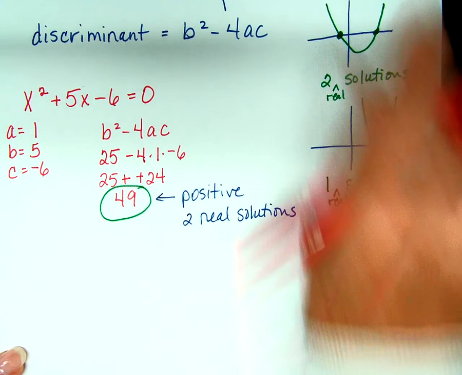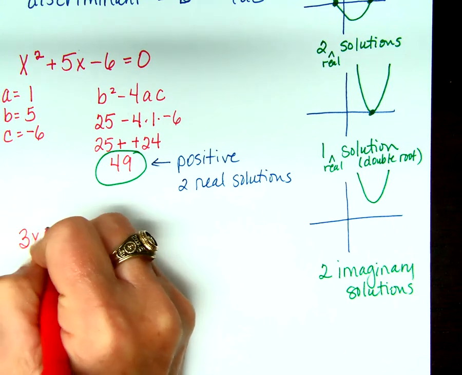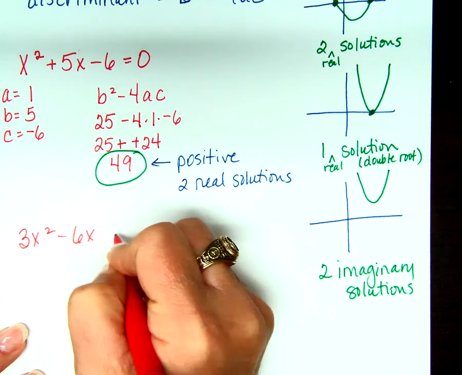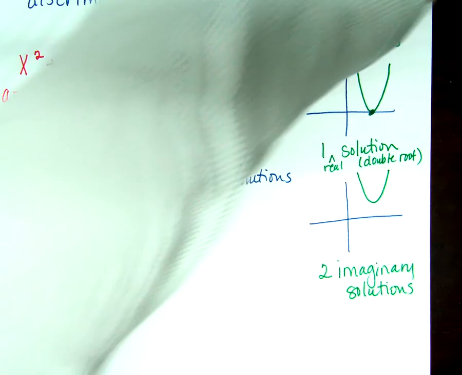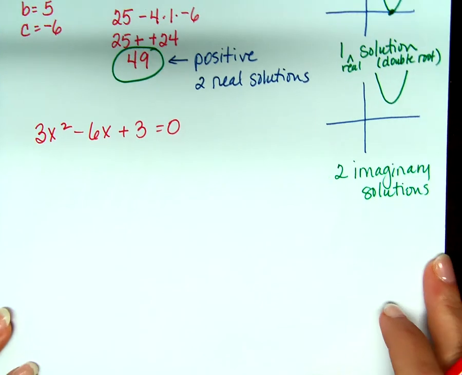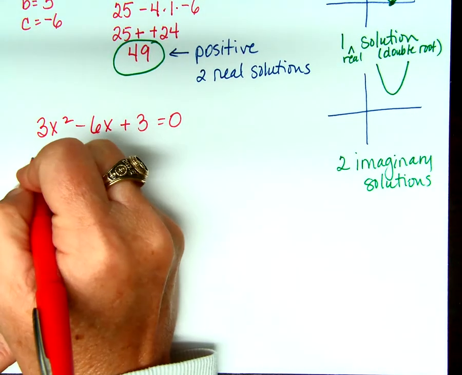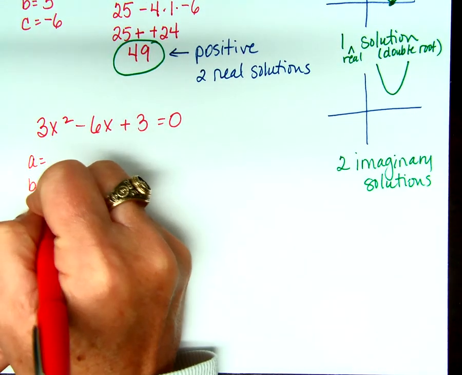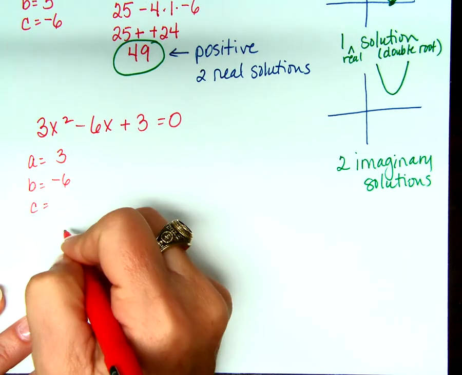You ready to try another one? Okay. 3x squared minus 6x plus 3 equals 0. What do we do first? Identify A, B, and C. You are correct. What is A? 3, and B? Negative 6, and C? 3.